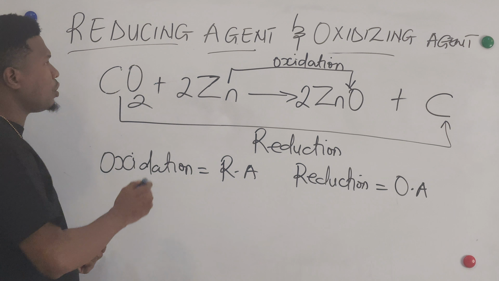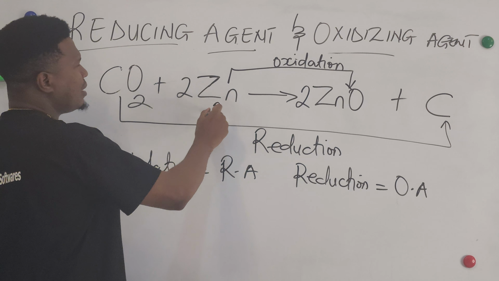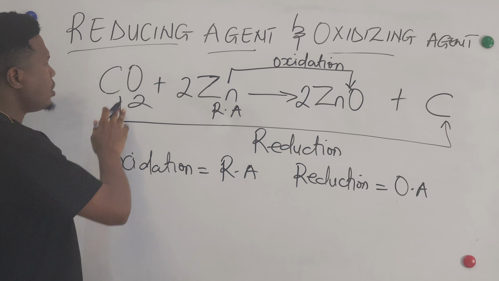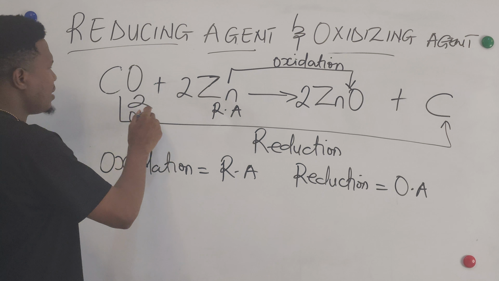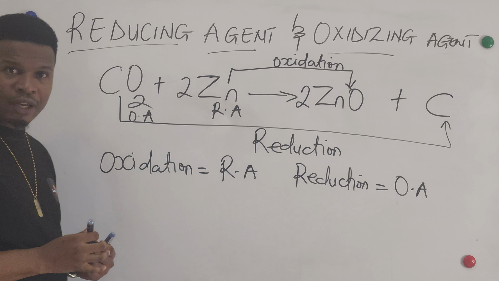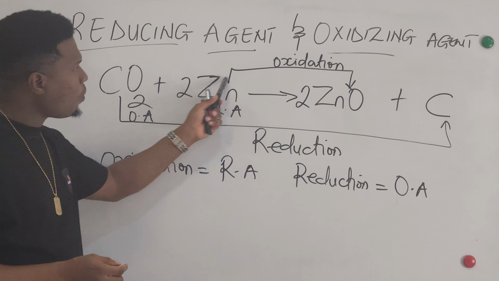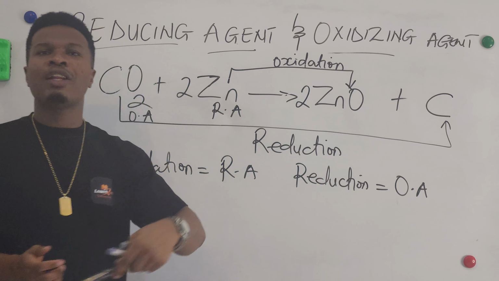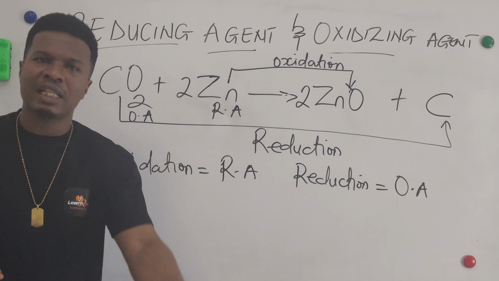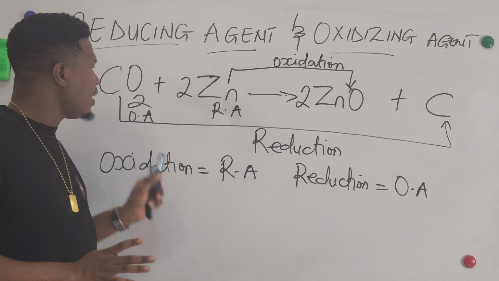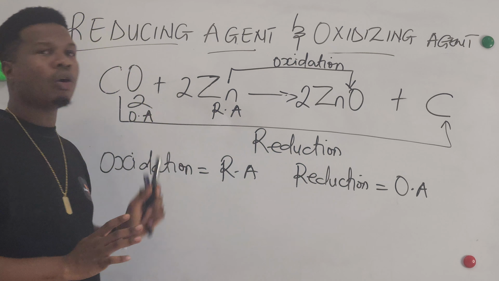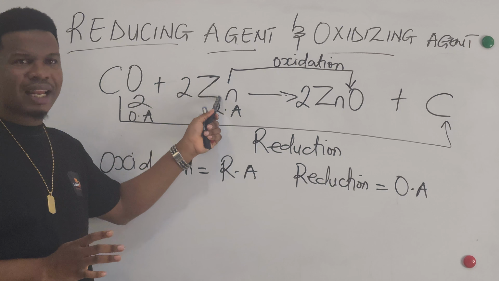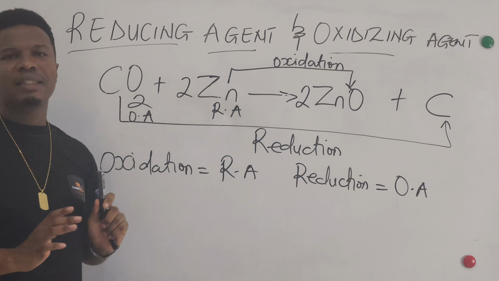So from this reaction, it means that zinc is the reducing agent, right? While CO2 is the oxidizing agent. How did I know this? I found out the one undergoing oxidation, I found out the one undergoing reduction. That particular one undergoing oxidation is the reducing agent. That's how it works. Then the one undergoing reduction is the oxidizing agent. So this is the one that lost the electron, this is the one that gained the electron.